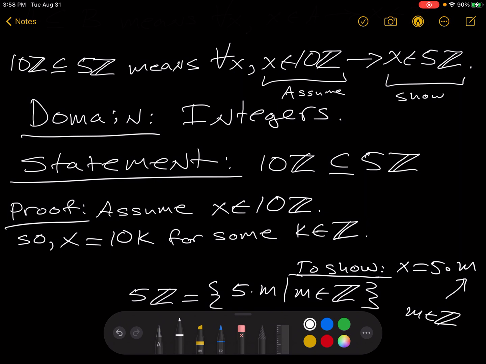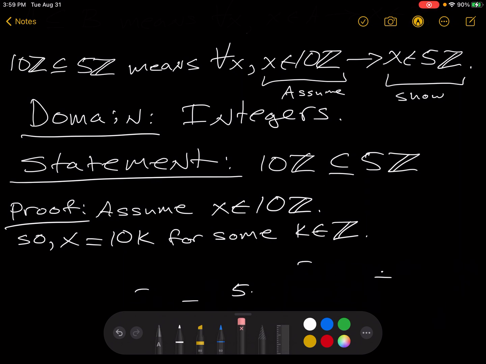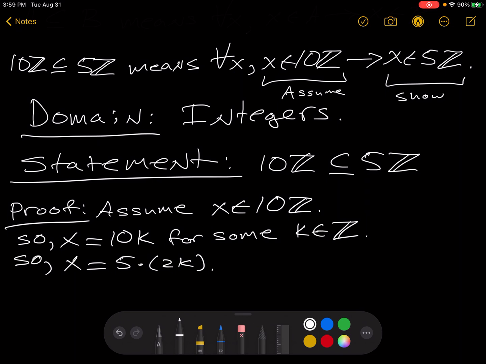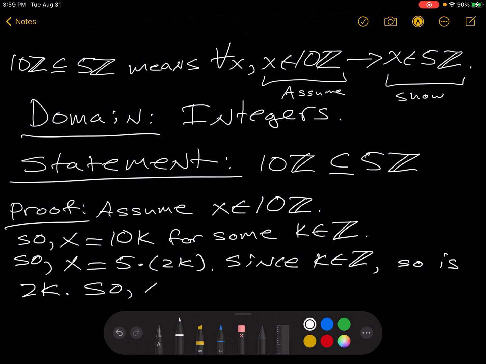Now look, we already know k is an integer. So we could write x as 5 times 2k, because 10 is 5 times 2. And since k is an integer, 2k is also an integer. And that's exactly how we'll do this. So x is equal to 5 times 2k. Now we need to satisfy this definition that x is equal to 5 times some integer. Since k is an integer, so is 2k. So we know that x is equal to 5 times some integer. So x is in 5Z. And that's the proof.